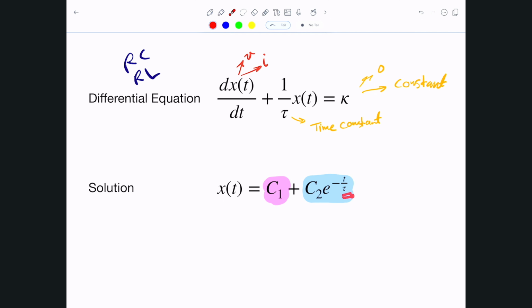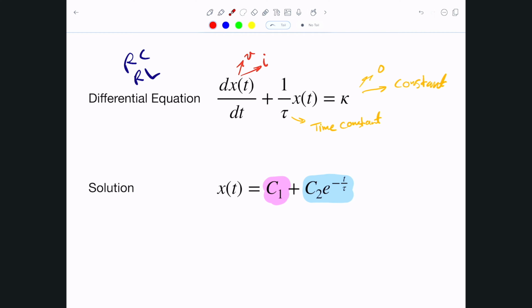Tau is what we call a time constant, and we can compute it in RC and RL circuits just by taking a look at the value of C and R, and the value of L and R if it's an RL circuit. Anyway, the way we compute it doesn't matter. What matters is it just controls the speed at which the transient solution actually disappears or ends.